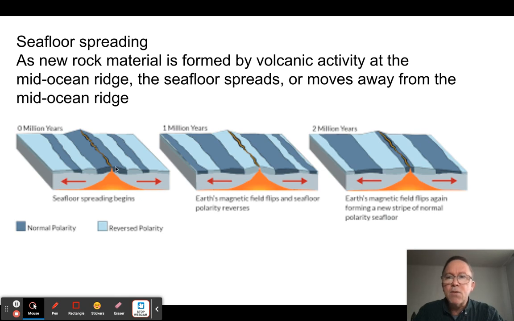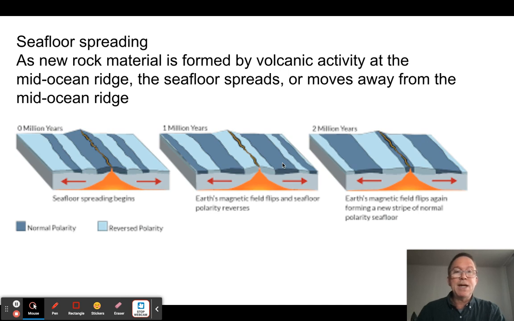As this comes up, this dark rock right here represents brand new rock. It's 1 million years old. As time goes by, 5 centimeters a year, now here's that same material, and 1 million years have gone by, and new material has come up at the mid ocean ridge. And still, this is moving this way, and this is moving this way. They used to be together, but 1 million years later, one part of it's here, one part of it's here.